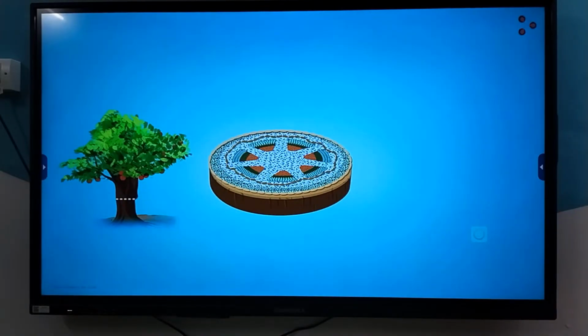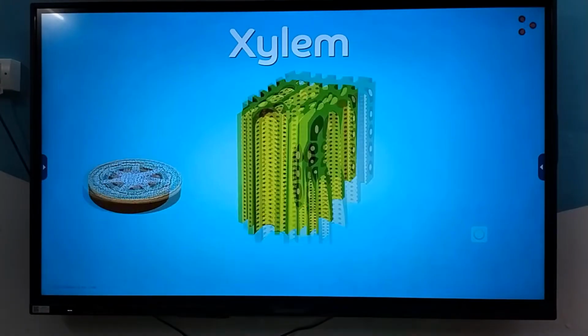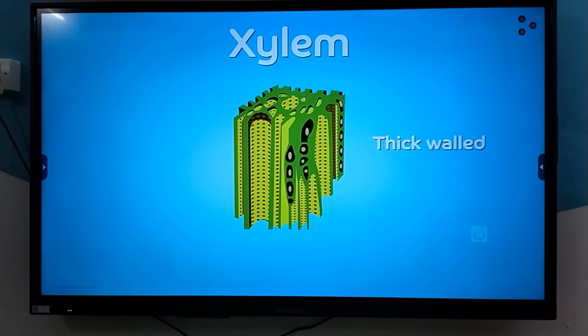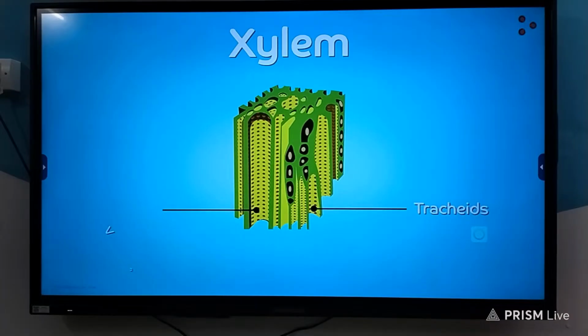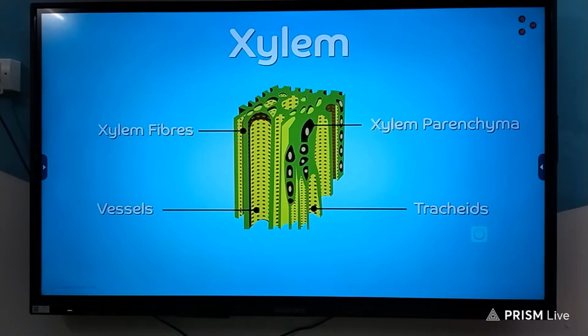These components are the first type of connective tissues that we refer to as xylem. Xylem cells are usually thick-walled and are dead. The four major types of cells that make up xylem are tracheids, vessels, xylem parenchyma, and xylem fibers. Now their functions are evident from the names itself.